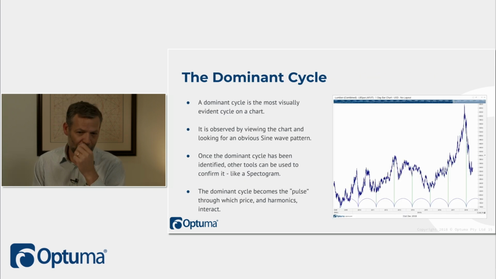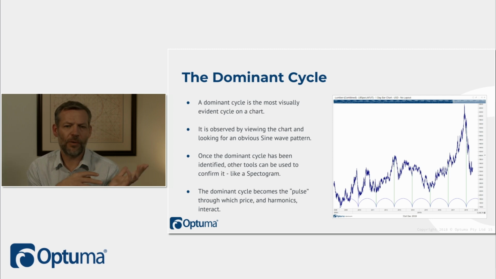The dominant cycle. The dominant cycle is the one that's the most visually evident on the chart. It's when you look at a chart and you see lows happening. When you look at some of the commodities like lumber, corn, wheat, soybeans, etc., you start to see a really obvious yearly pattern, a yearly cycle that's going on. And that's to do with the growing season and things like that. But that's definitely a dominant cycle that you'll see.